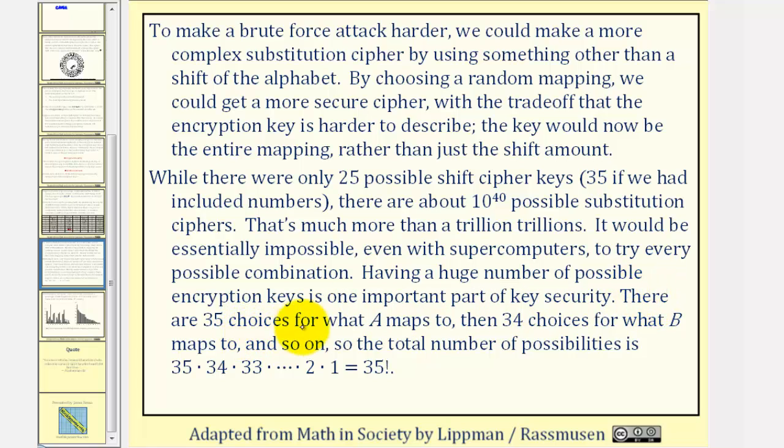There are 35 choices for what A maps to if we use all the letters and the numbers 0 through 9, then 34 choices for what B maps to, and so on. So the total number of possibilities is 35 times 34 times 33, all the way down to times 2 times 1, which should be equal to 35 factorial.